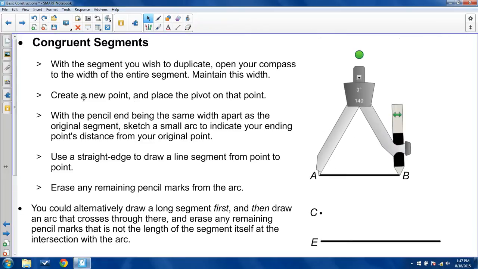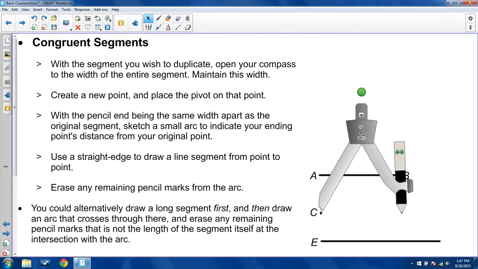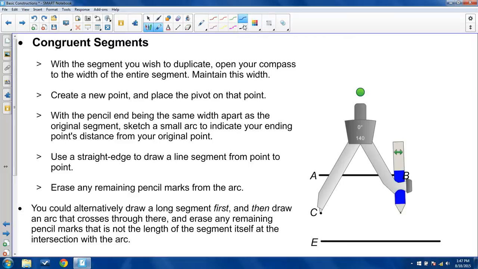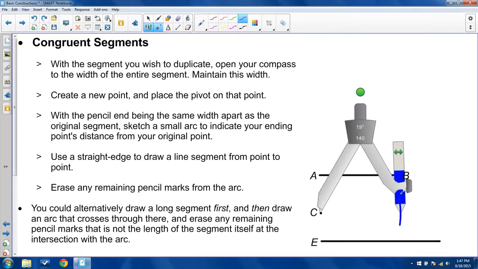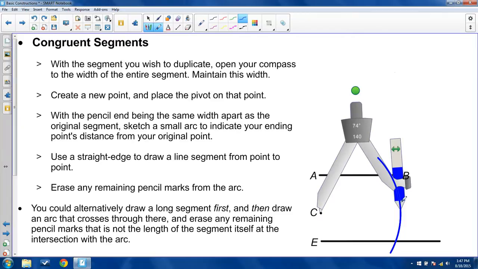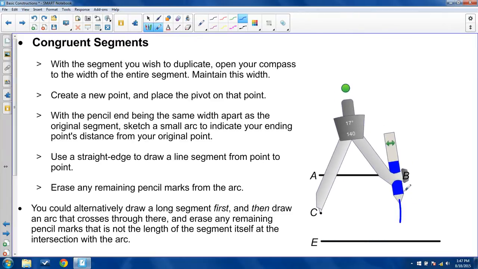Okay? Now I'm going to create a new point and place the pivot on that point. So this new point C is newly created. You can mark that with a pencil. And then I'll take my pivot right to that point C. With the pencil end being the same width apart as the original segment, sketch a small arc to indicate your ending point's distance from your original point. So what you might do, you can probably do a little point, but depending on your compass, it might be harder to do. You might just draw a little arc like that. I can do a big one, but that's kind of a waste of space there. You don't need all that. Just a little bit, because you might not go straight on.